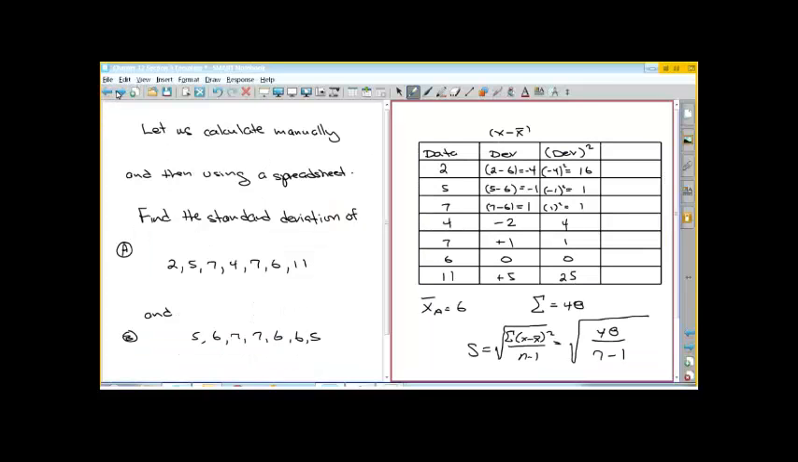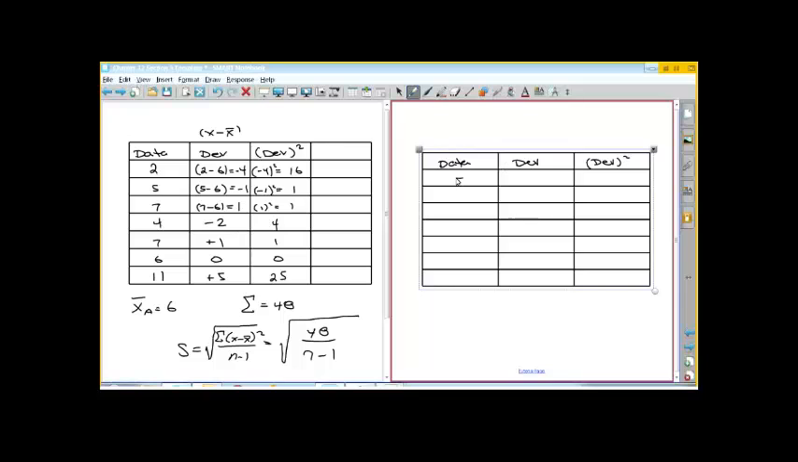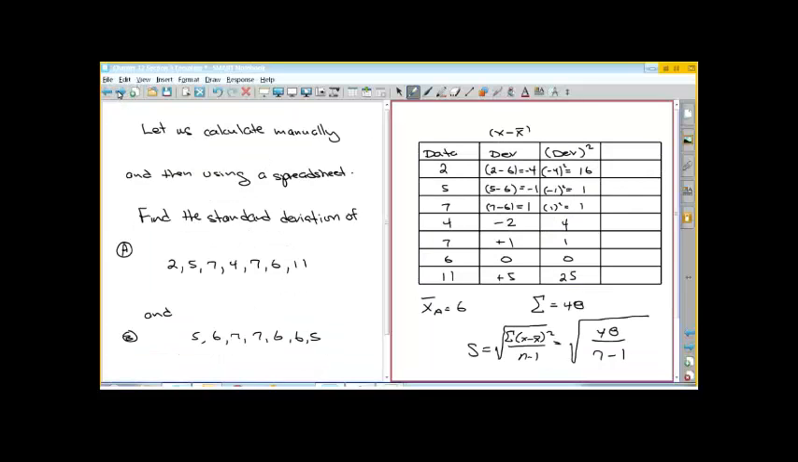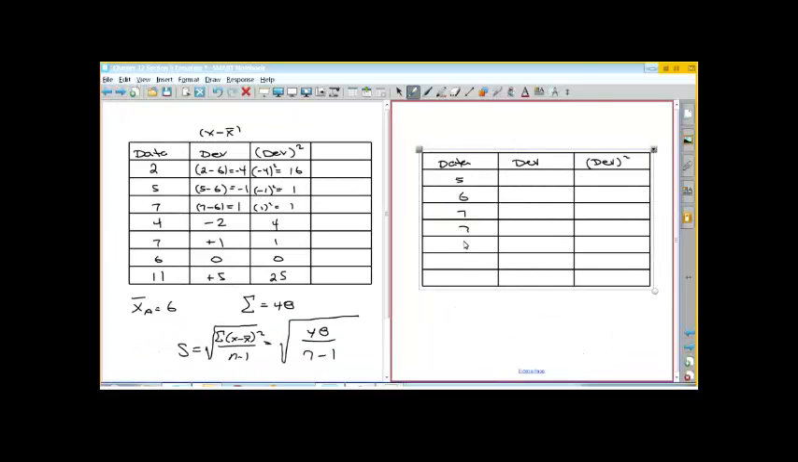So our other set of data was 5, 6, 7, 7, 6, 6, 5. Again, we've already calculated the mean is equal to 6, same as the previous one.